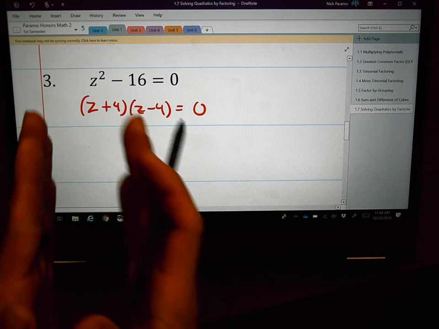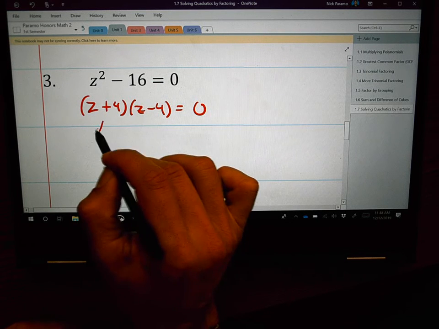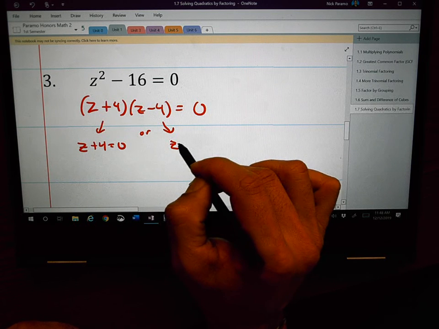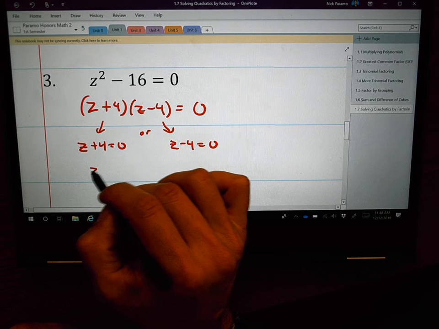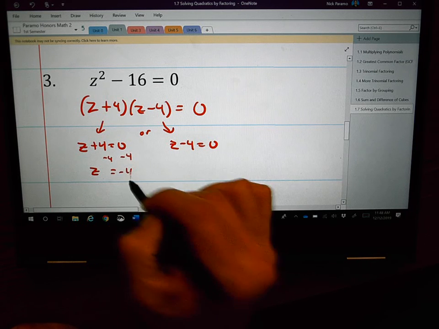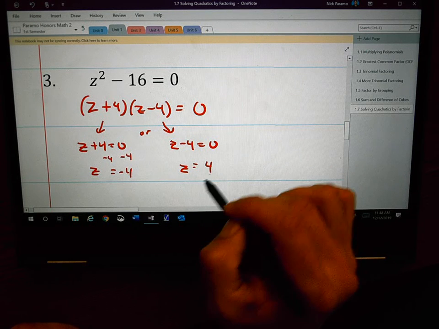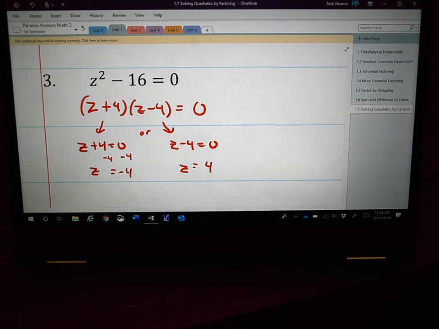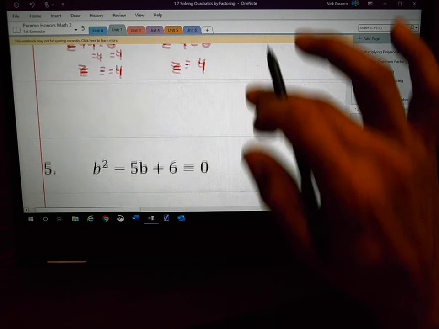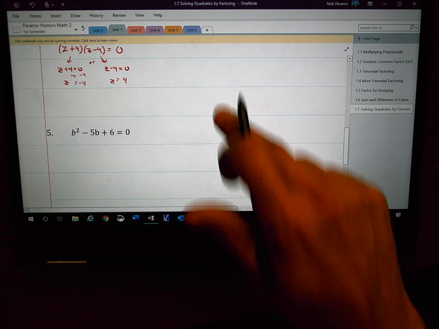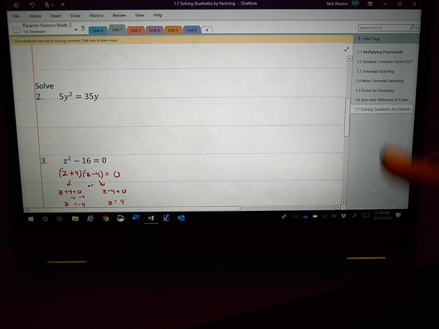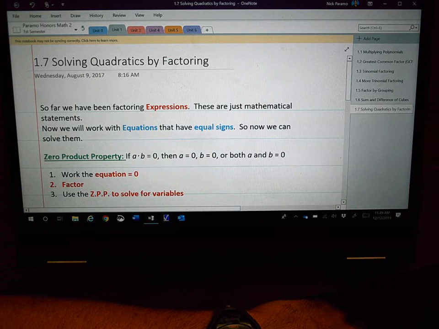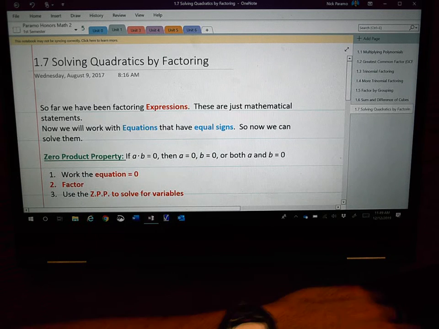And then since this times this equals 0, then either the first group would have to be equal to 0, or the second group would have to be equal to 0. And we could figure out that z had to be -4 or z had to be +4 for our answer. Factoring and setting equal to 0 was the only way to find all possible solutions. And we might use guess and check, we might use GCF, you might use something else as well. So Unit 1: factoring, multiplying, and then of course solving.